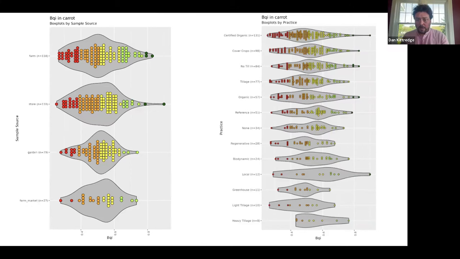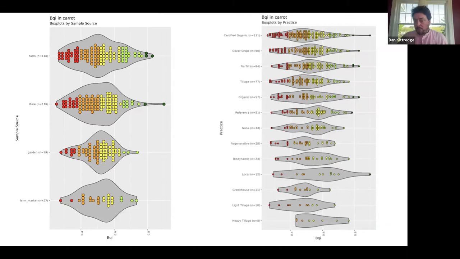The graph here on the right, box plots by practice. This might be one of the ones that's most difficult for people, depending on how they think about things. But right on top, you see certified organic. So those are all certified organic. You see a bunch of them in the bottom, peaking maybe at the 30th, 35th, 40th percentile. The next one is people that used cover crops in the production of carrots.